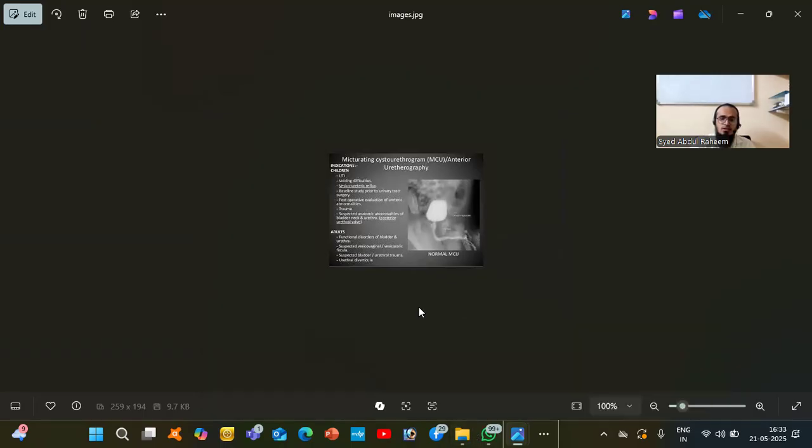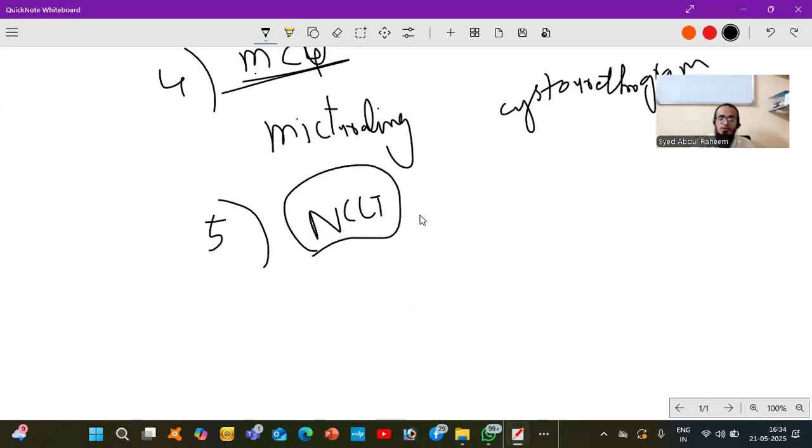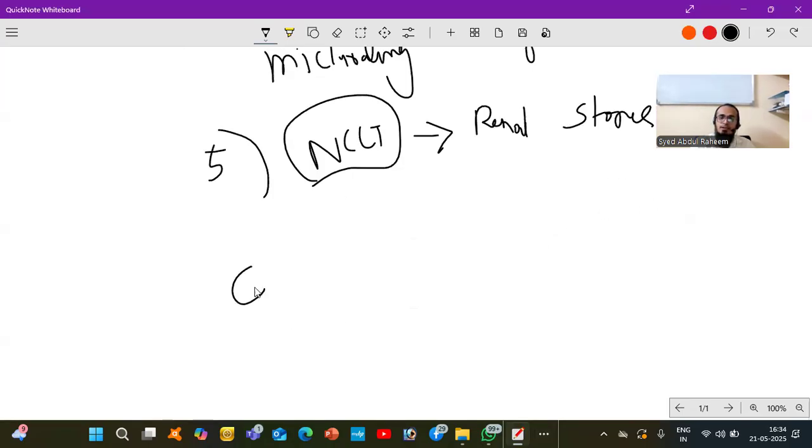Other scans are also there. In the fifth type, we studied NCCT, non-contrast CT, which is advisable for renal stones. If anyone has stones, you have already done the scans, so you have to advise NCCT. Next, we have the sixth type of scan, that is CECT of KUB.